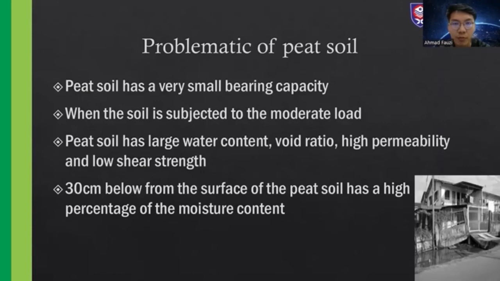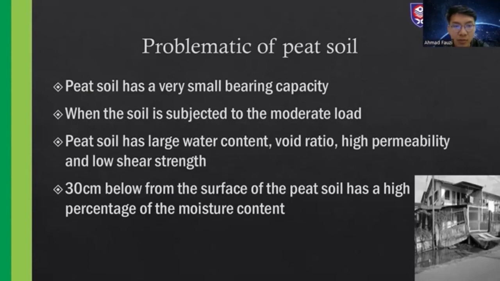For problematic peat soil, the first one, peat soil has a very small bearing capacity, and the soil cannot support the weight of a small structure. When the soil is subjected to a moderate load, long-term consolidation settlement occurs most of the time. Peat soil has a large water content, void ratio, high permeability, and low shear strength, so it can cause the failure of the foundation and the buildings will collapse.